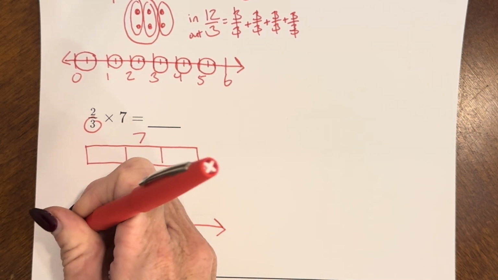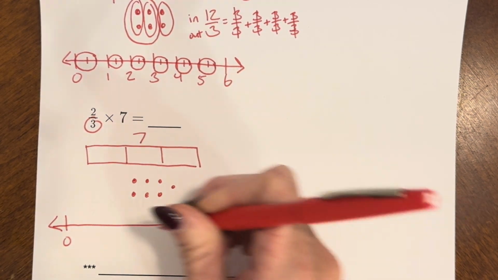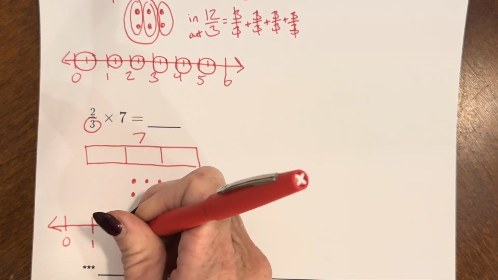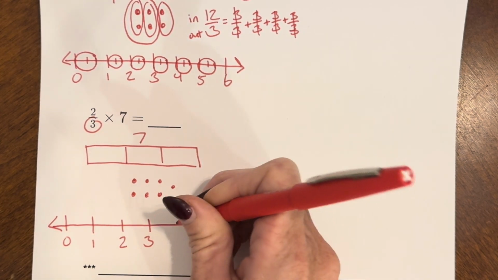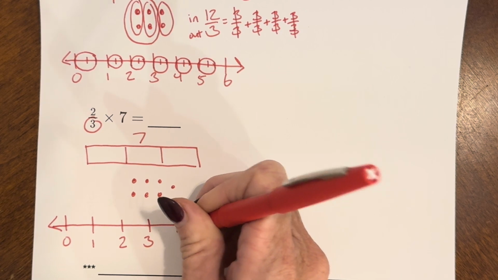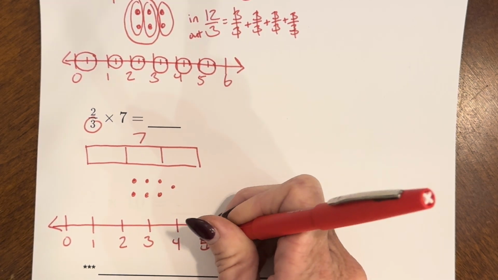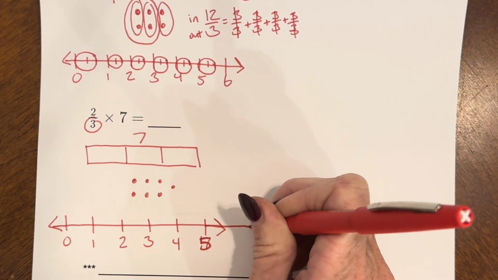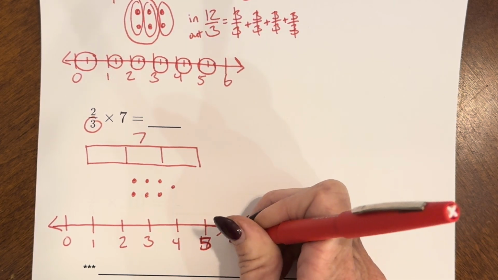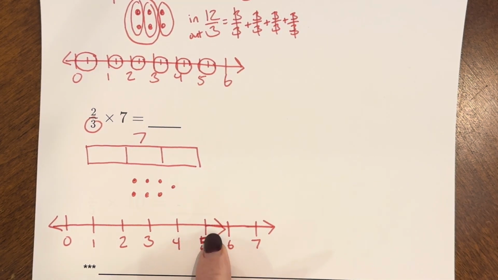So I would say I have 0 to 7, and I'm going to divide it by wholes. Oh, ladies and gentlemen, I should have made that a lot bigger. I'm going to have to adjust mine. That was not a good idea. I'm sorry about that. It's kind of messy right there.